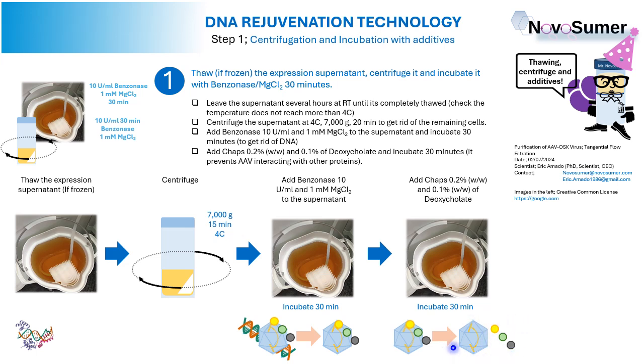So as you can see here, after an incubation of 30 minutes, you have on one side the EVOSK and on the other side the contaminants. EVOs will be here interacting with the detergent and the contaminants will be here. Okay, so this is this first step. Thawing, centrifuging, incubating with Benzonase to get rid of the DNA, and incubating with the detergent to separate the EVOs from some of the contaminants. Okay, so easy peasy. This is the first step. Let's go for the next step.